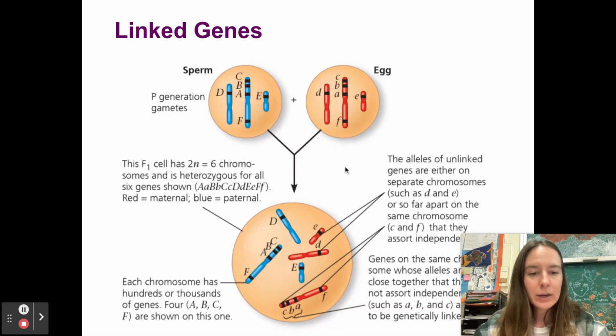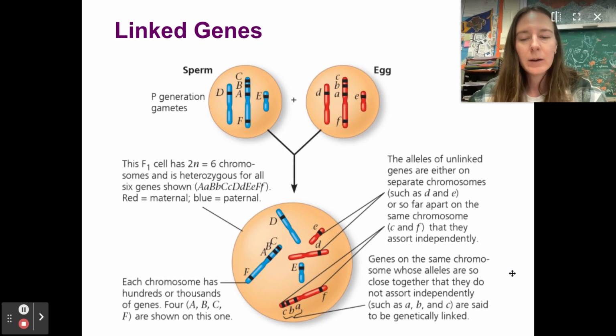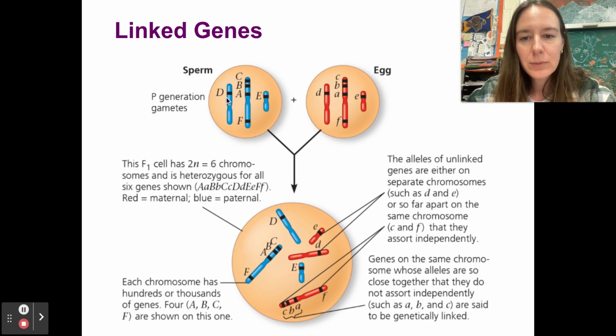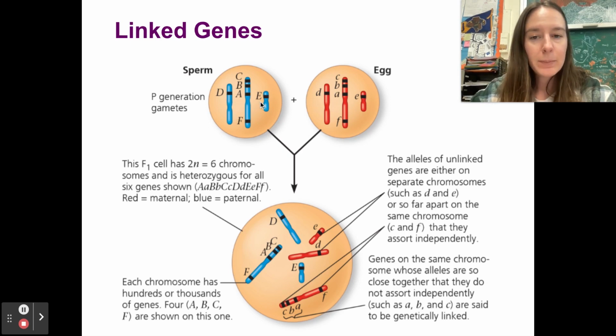All right, now we're going to look at linked genes. It's kind of a new topic here, and this is going to be important because this type of inheritance is, again, different than Gregor Mendel's inheritance. So let's take a look at this sperm and this egg. We're looking at 3 different chromosomes, and this is a haploid cell because we have one copy of each chromosome.